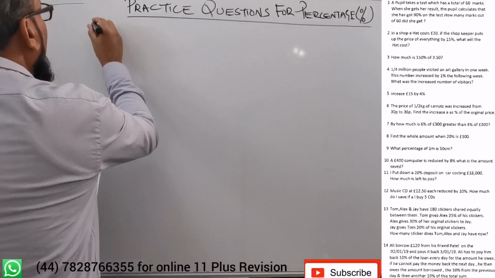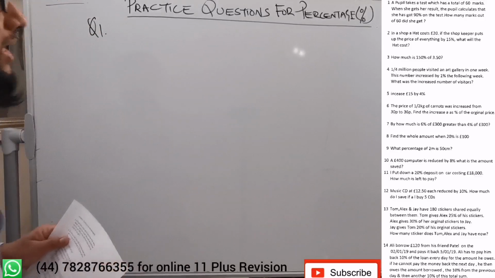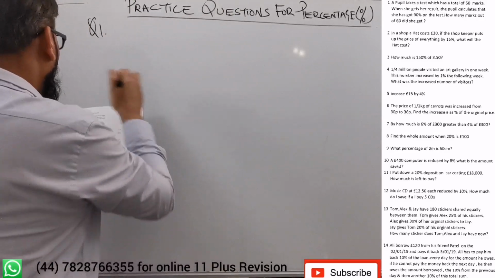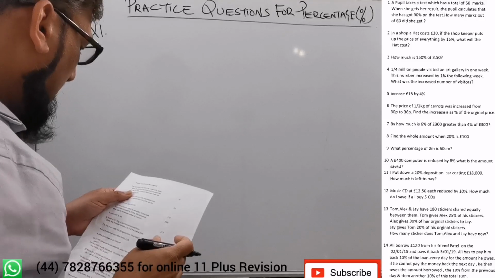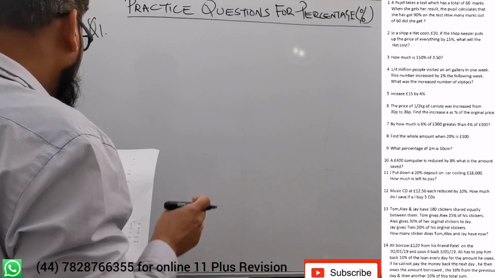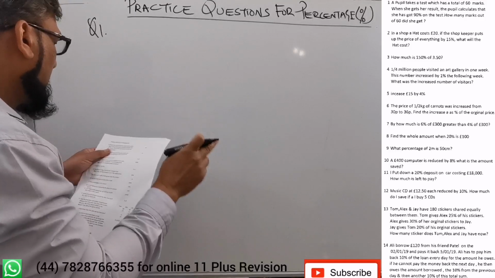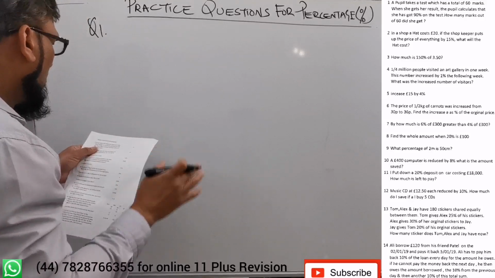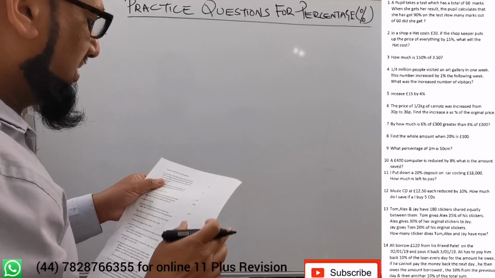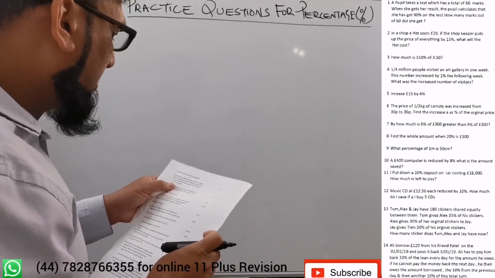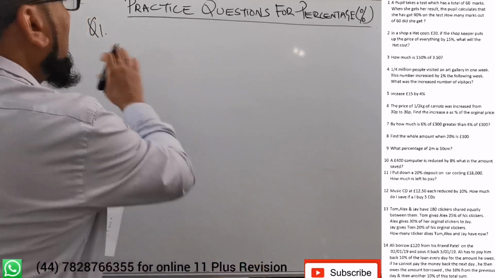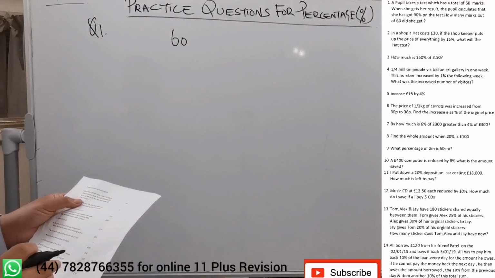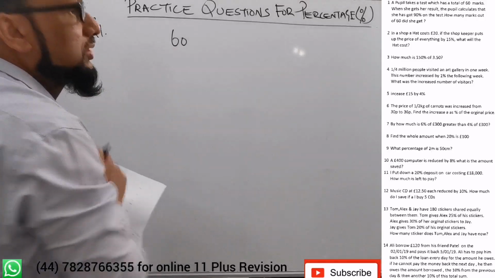So the question number 1. As you know, percentage means per 100. Question number 1 says that a pupil takes a test which has a total of 60 marks. When she gets her results, the pupil calculates that she got 90% on the test. How many marks out of 60 did she get? They are giving you the total marks, which is 60, and she got 90% of the total mark.